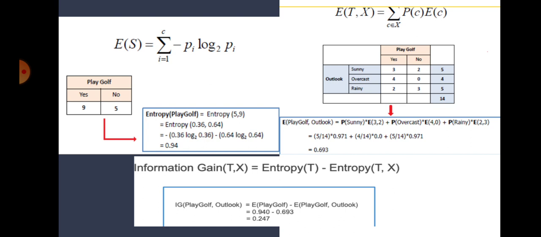So I hope you have understood the concept of decision tree, by which you can do classification also. Our main motive was to know how the decision tree works and how the information gain and Gini index work.